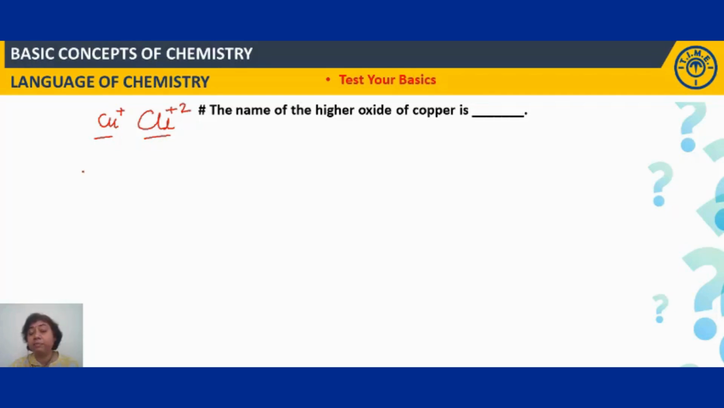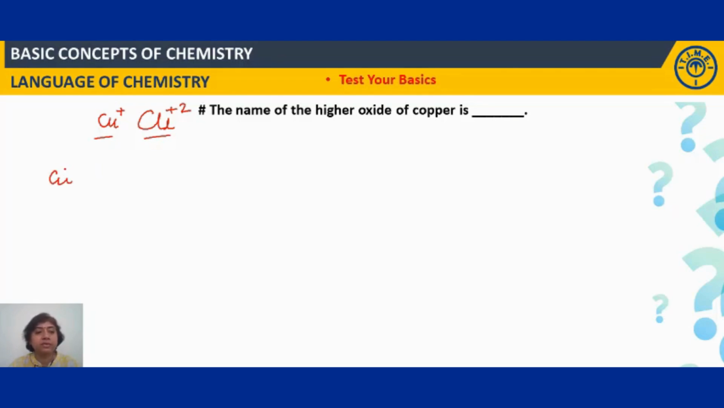The element present in the oxide, if it exhibits its lower valency, then we call it lower oxide, and in the oxide, if its valency is higher, then we call it higher oxide. Clear this is? Okay, fine. Now let us work out on the formula first, although the name of the higher oxide is asked, but let us work out also, that will be learning for you.